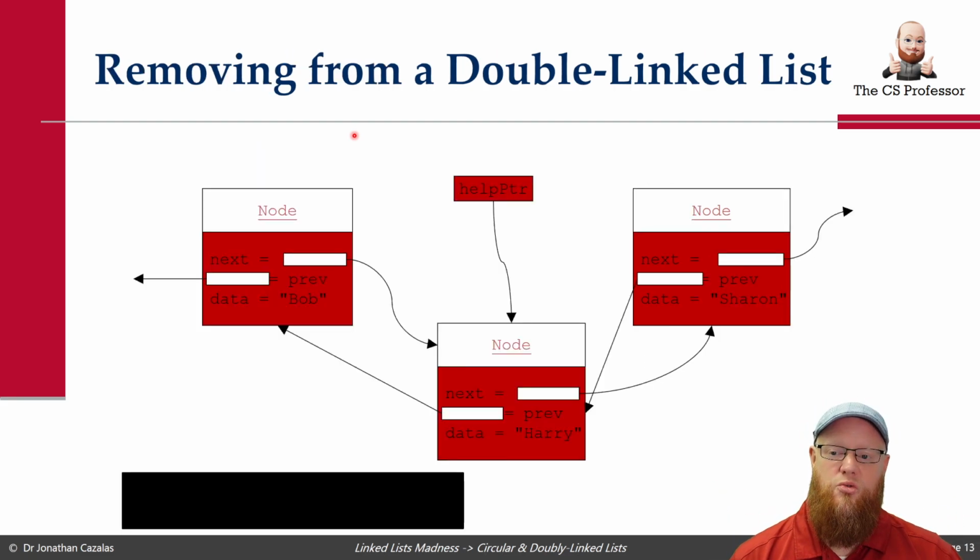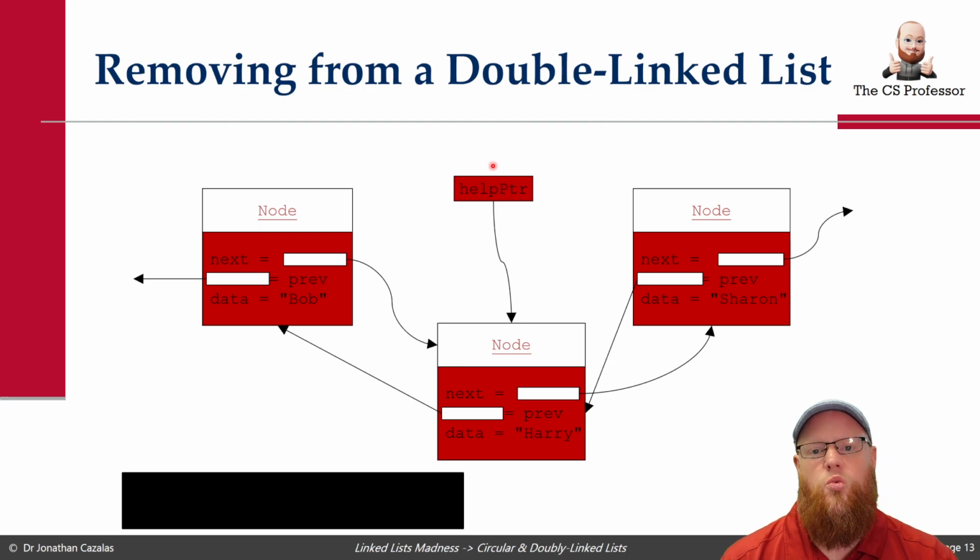Now we want to remove from a doubly linked list. Thankfully, this is easier. There's only two lines of code here. Here, we have Bob pointing to Harry, pointing to Sharon. And we have help pointer that has traversed over and we found the node we want to delete. We didn't even bother stopping at the predecessor. There's no need to stop at the predecessor here because we can go backwards and forwards using the previous and using the next. So we actually traversed all the way down to the node we want to delete.